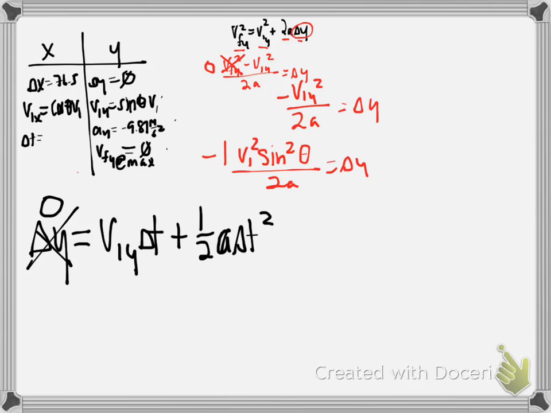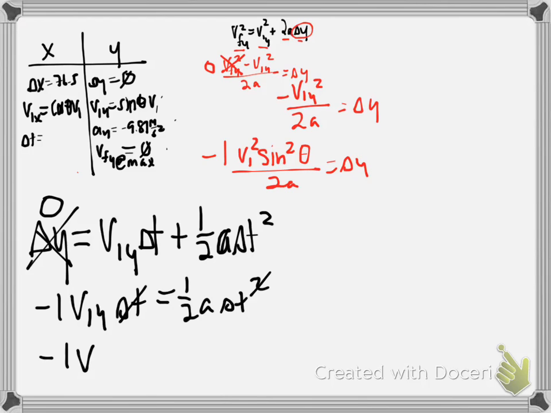Okay, so then we can do negative 1 VIY delta t, whoops, equals 1/2 a delta t squared. We can get rid of one of those. So now we have negative 1 VI sine theta equals 1/2 a delta t.